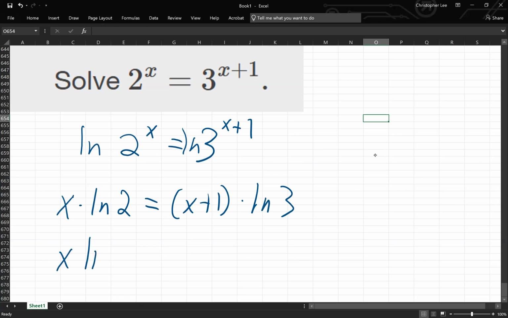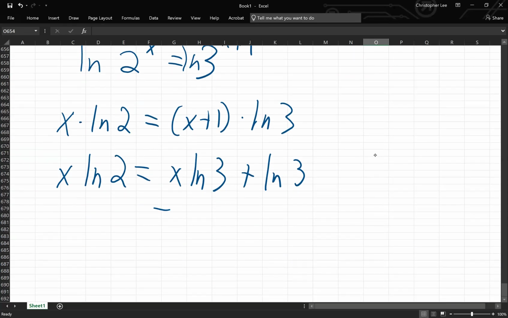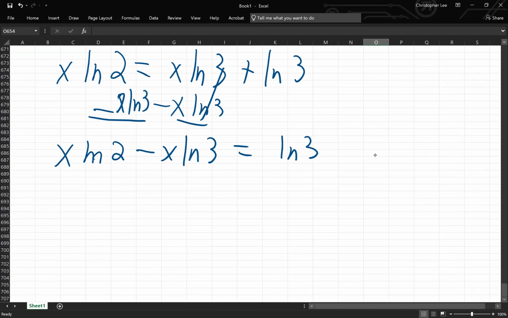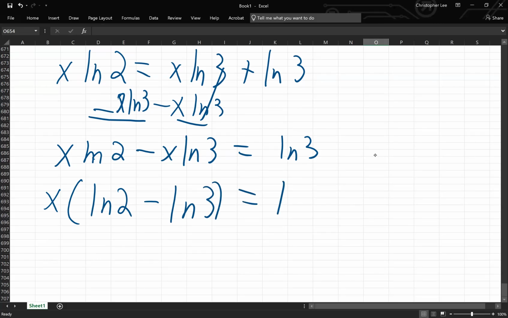So this is x ln2 is equal to x ln3 plus ln3. Remember, I want to isolate my variable, so I'm going to subtract x ln3. What I do to one side, I do to the other. So now what do I have? x ln2, oh shoot, made a mistake. x ln2 minus x ln3 is equal to ln3. Factor out the x. What am I left with? x times (ln2 minus ln3) is equal to ln3.